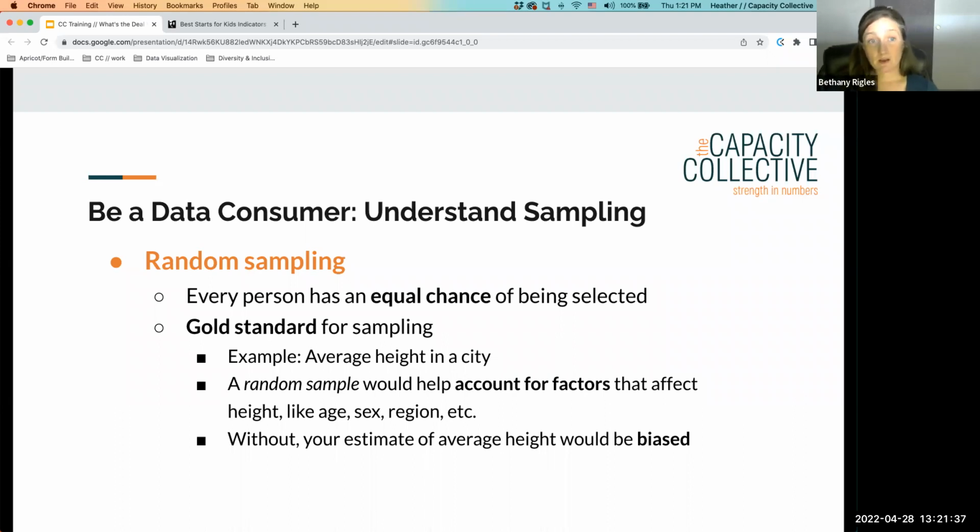One of the good ways to be a good data consumer is to understand sampling. Random sampling is where every person has an equal chance of being selected to participate. And this is considered the gold standard because it helps cancel out the effects of any unobserved factors. So for instance, if you wanted to know the average height in the city, a random sample would help you account for factors that might affect height, like different ages, genders, regions, and so on. Without a random sample, your estimate of average height would end up being biased.